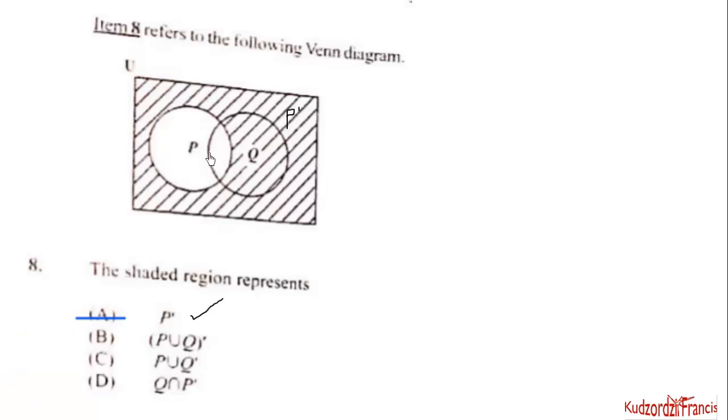So let's clear out this and see something. So you clear up this thing. This is another way you can look at it. Clear up this. Then the remaining region outside here is all P prime. So the correct choice is option A.